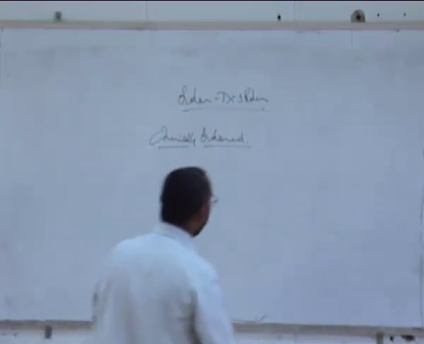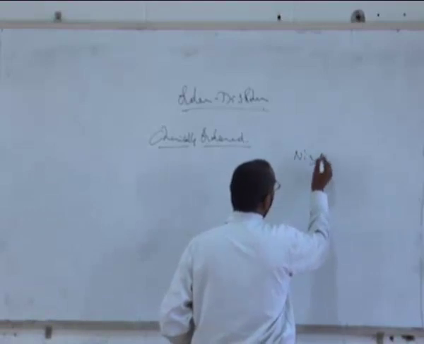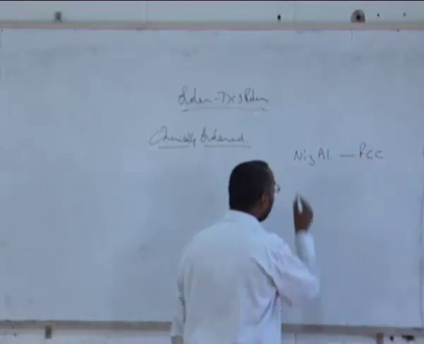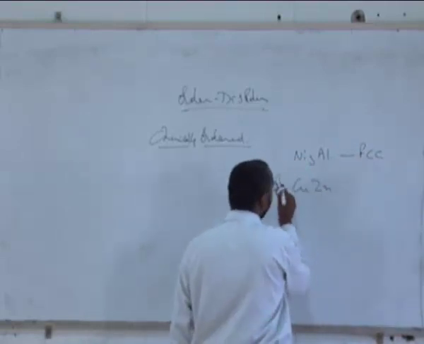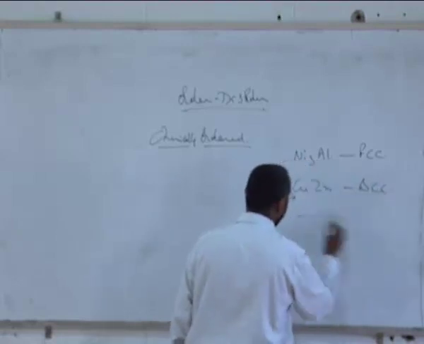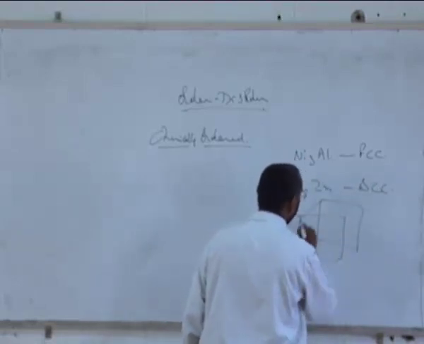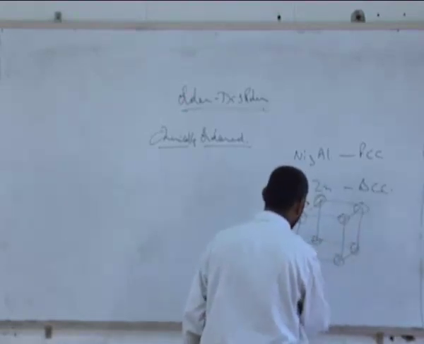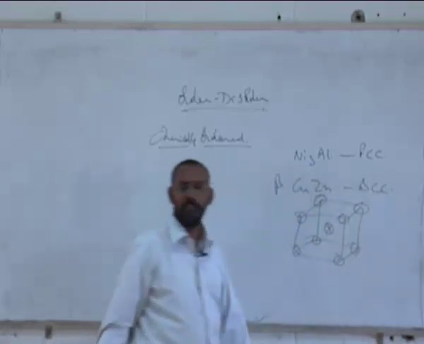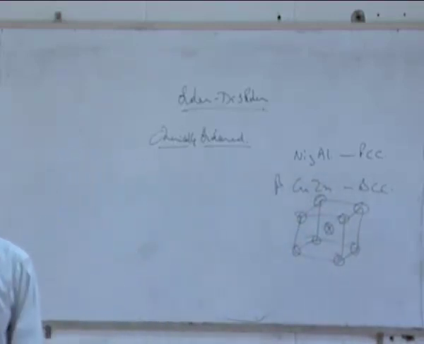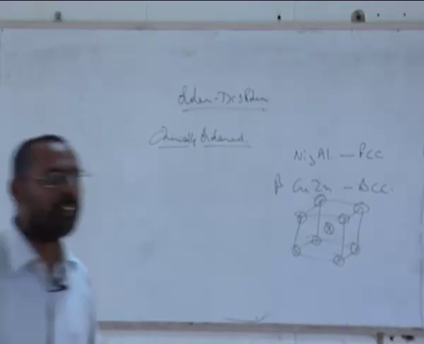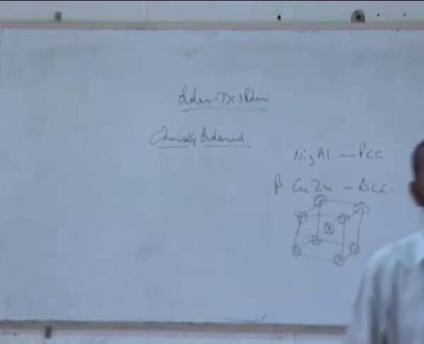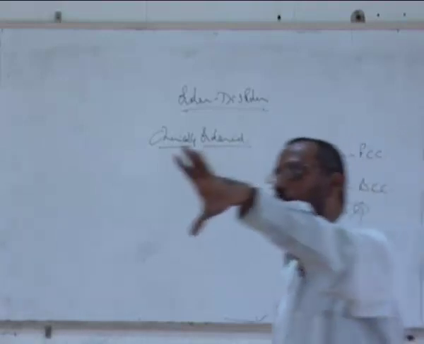The example we can take is, let us say, Ni3Al, which has an FCC type of unit cell. I can also take copper zinc, beta brass, which has a BCC type of unit cell. For example, in copper zinc, if all copper atoms are occupying this, the zinc atom will sit here. Because in a BCC, how many lattice points per unit cell? 2. Right? So here in copper zinc, there are two atoms. One will take the body corners, another will take the body center.